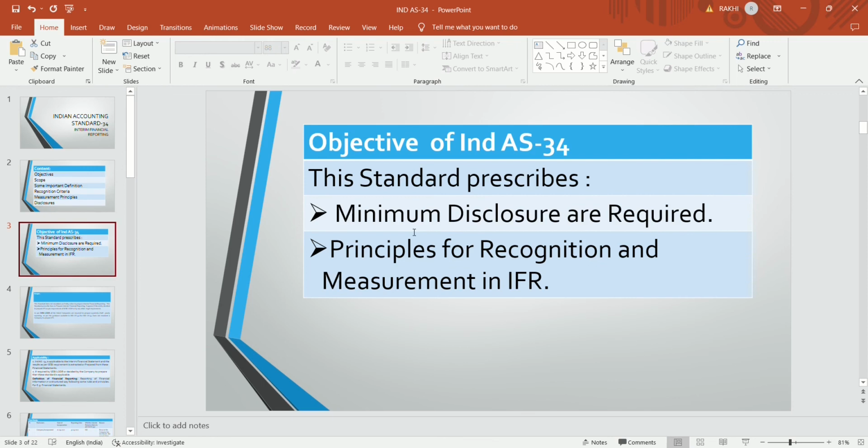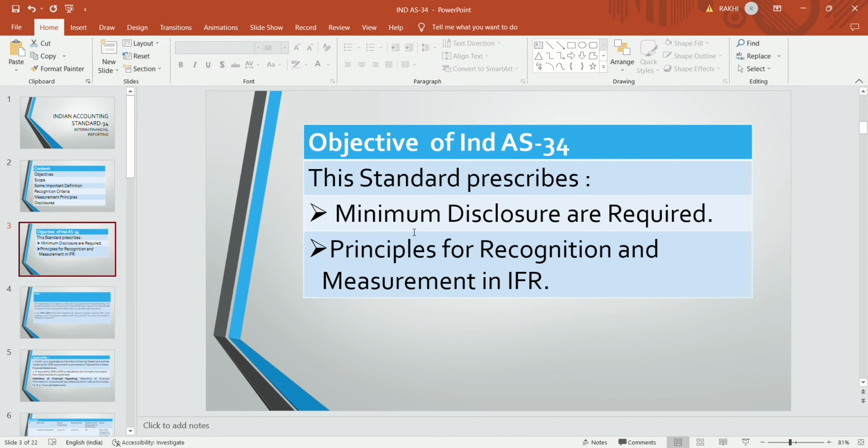The objective of interim financial reporting, that is Ind AS 34: this standard prescribes minimum disclosure requirements and principles for recognition and measurement in interim financial reporting. The disclosure requirements are very minimal. We have to disclose only the condensed form of the balance sheet, profit and loss account, statement of changes in equity, and statement of cash flows.